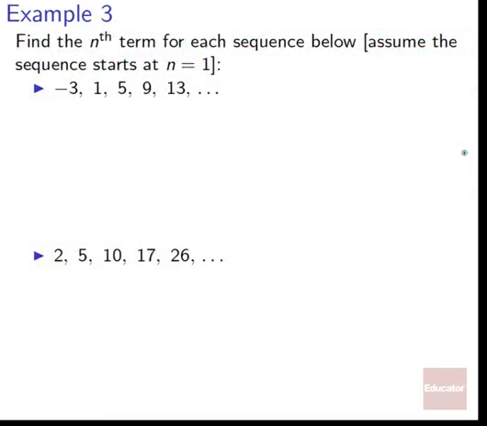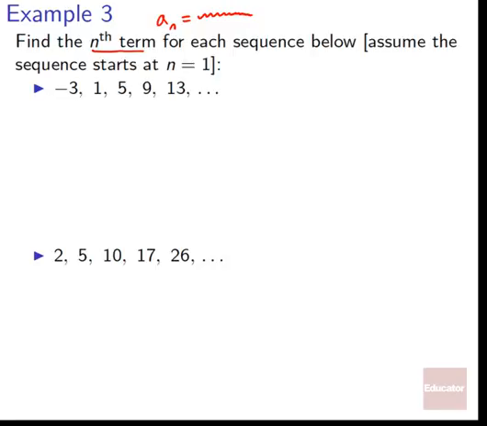All right. Third example: find the nth term for each sequence below and assume that the sequence starts at n equals 1. So the first thing we always have to do if we want to figure out the nth term, the a_n, the general term, some formulaic algebraic expression, is figure out the pattern, and then we use that pattern to come up with an equation.